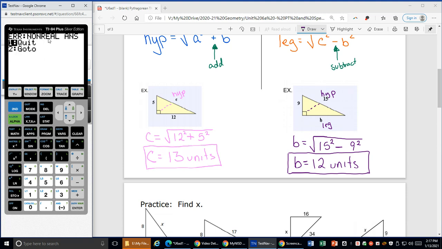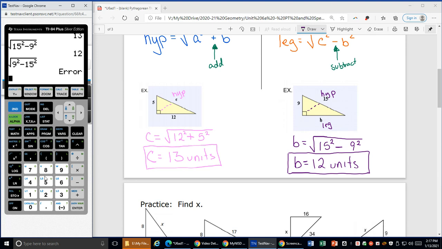It's a non-real answer. Remember, if you're taking Algebra 2, when you take the square root of a negative number, you get an imaginary number with that little i, and we don't want that. So I'm going to quit that error, and it even tells me there it's an error, so I know I got it backwards.